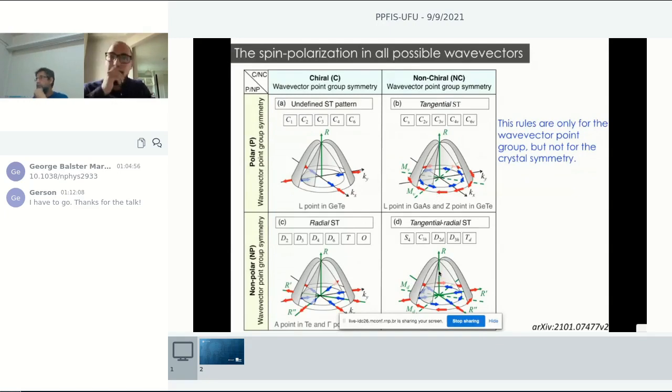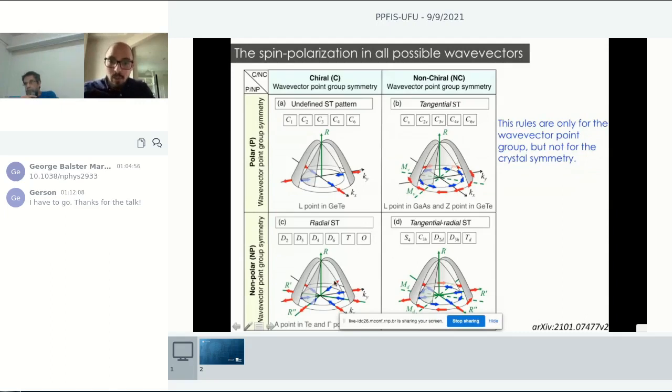Something very nice that I would like to mention here is the following. This tangential spin texture, also called Rashba, can appear in a topological insulator if the surface of the topological insulator satisfies these point groups. If we have a different point group, then it can be different. It's not necessary to be always helical. It can be any other possible pattern depending on the symmetry.